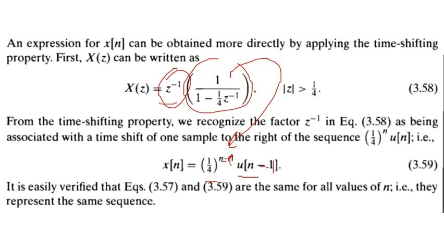Okay, so you can use either the long division method or the shifting property. Here we have used the shifting property. I only know the z inverse z of this, but what z inverse is telling is that wherever we have n, it must be replaced with n minus 1. If we have z raised to power minus 2, then we have to replace n with n minus 2.